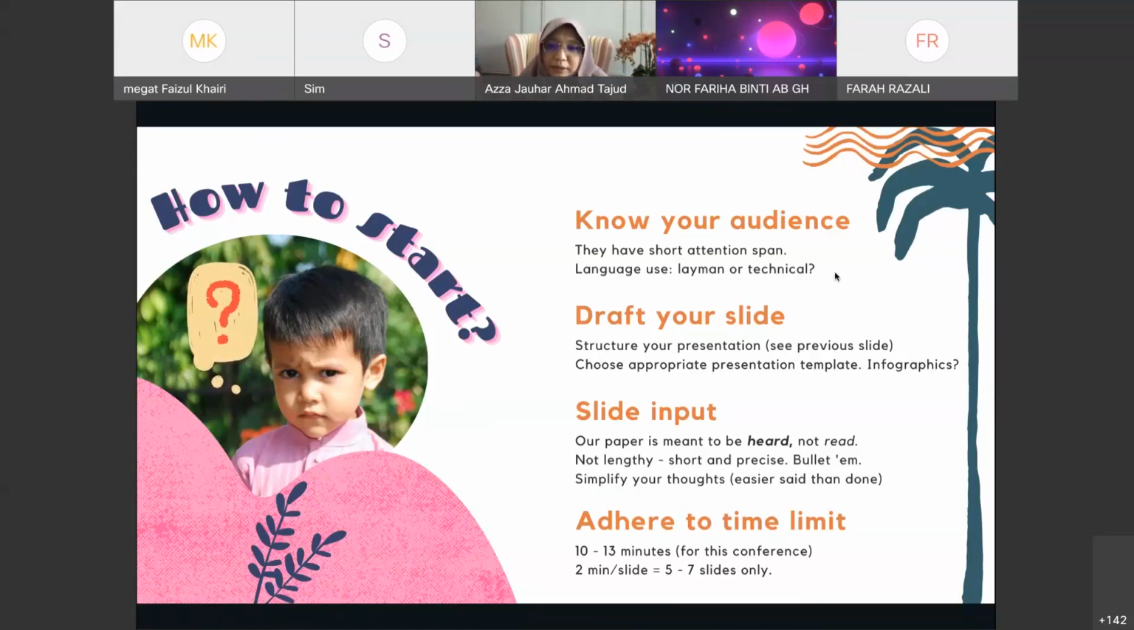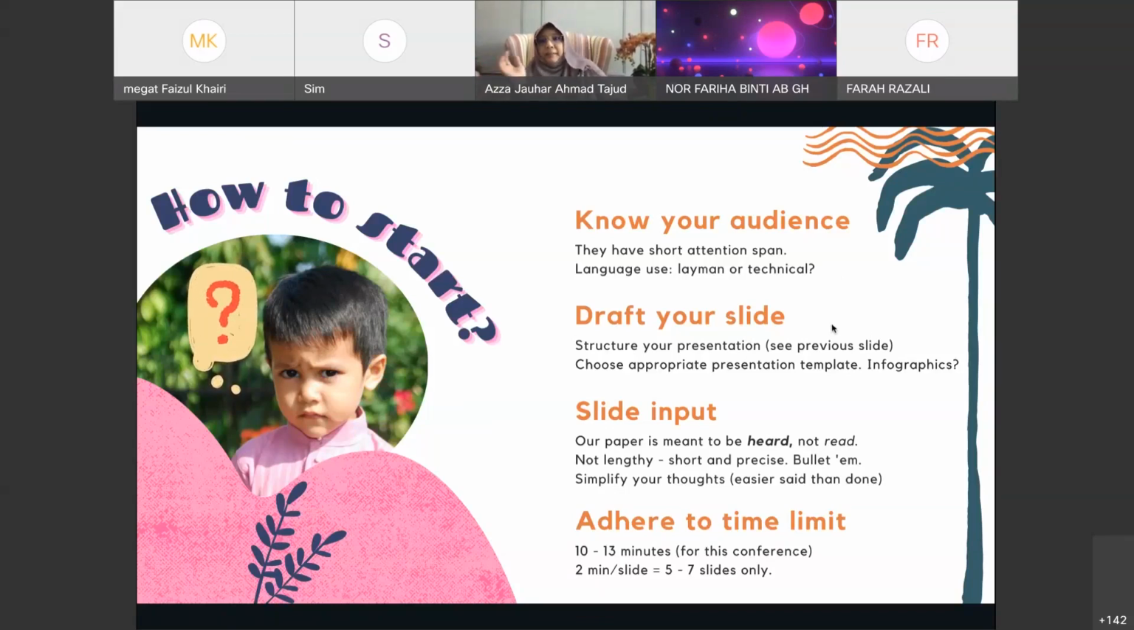Cakap, orang tahu dah maksud dia apa. Ataupun kita guna layman language. Bahasa biasa yang mudah difahami atas semua orang. And kita ingat tak kisahlah dia orang mana, dia daripada bahagian mana, everybody has short attention span. When they have short attention span, you need to do your slide properly and practice your slide many times, okay?